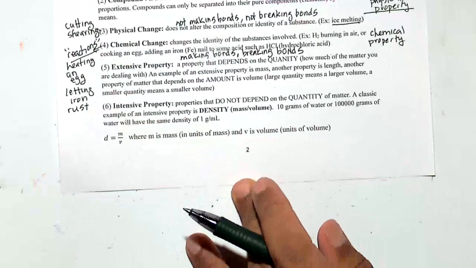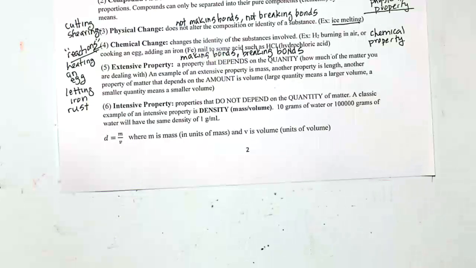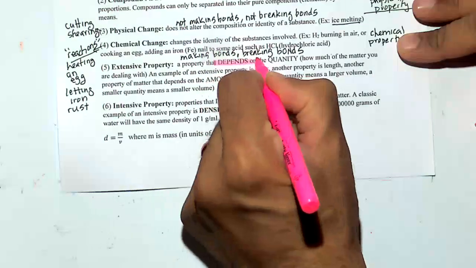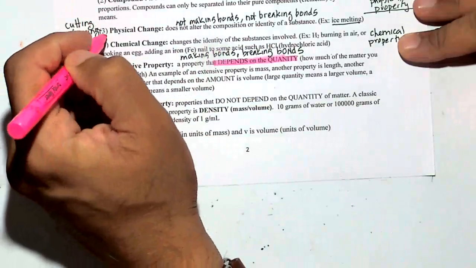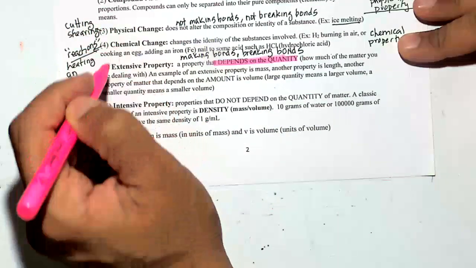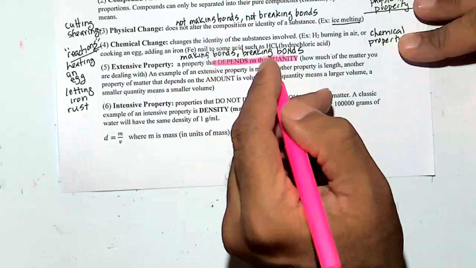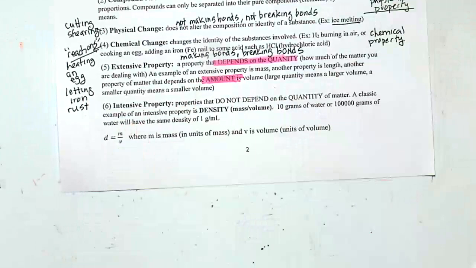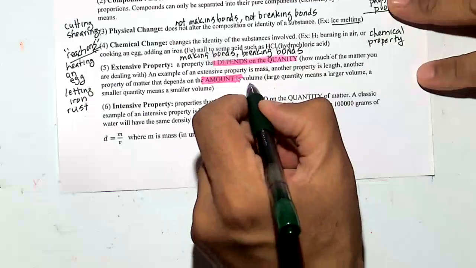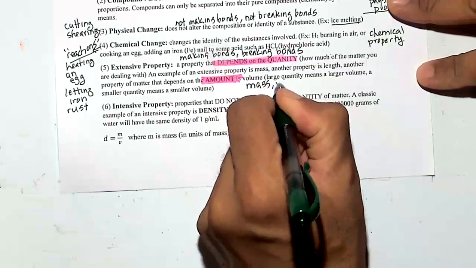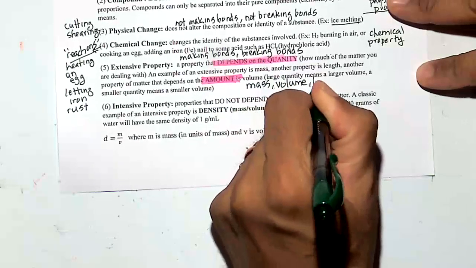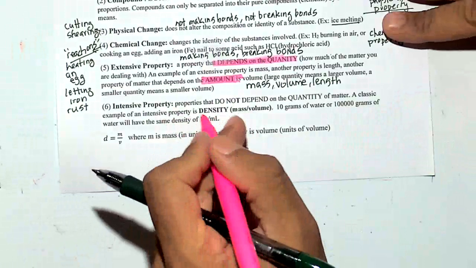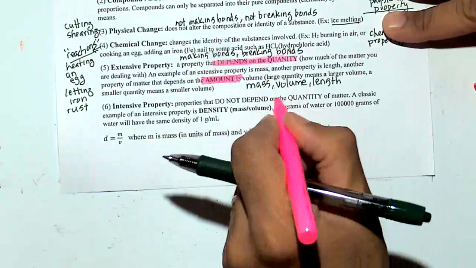So we have physical changes, chemical changes, we have extensive properties. Extensive properties depend on the quantity. So we're observing the physical properties of matter, the chemical properties of matter. An extensive property of matter depends on how much we're talking about. Amount is important. So volume, mass, length. These are extensive properties. Intensive properties do not depend on the quantity.